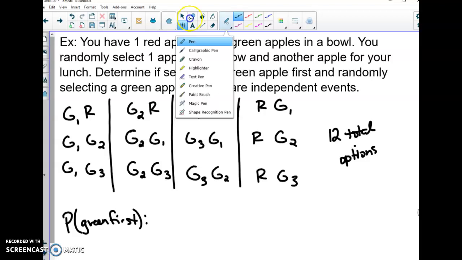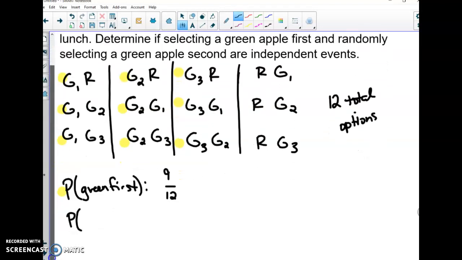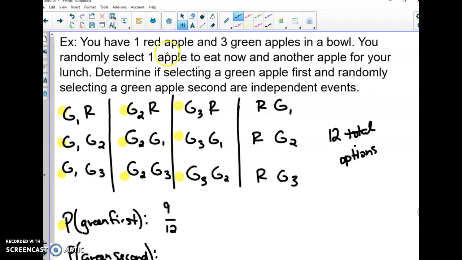Well, since I have all my options listed, I could look at this and say, okay, how many have green first? 1, 2, 3, 4, 5, 6, 7, 8, 9. 9, okay? So this is 9 out of 12. How many have green second? Again, I can physically count this. I just like using the highlighter to help differentiate for you. So green second, 1, 2, 3, 4, 5, 6, 7, 8, 9.